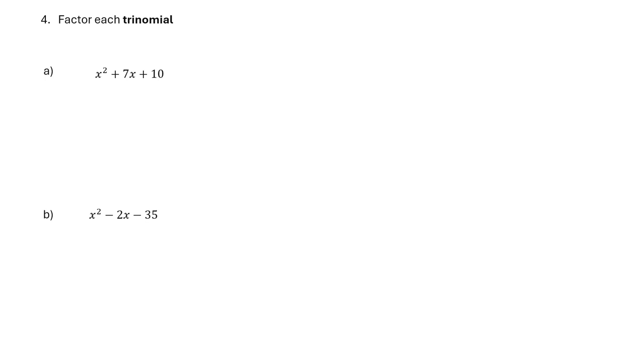Factor each trinomial. So question A, x squared plus 7x plus 10. We're looking for two numbers that will multiply to 10 and add up to 7. So the multiples of 10 are 1 times 10, 2 times 5, and the second one, 2 and 5, add up to 7. So we can factor this by saying (x plus 2)(x plus 5).